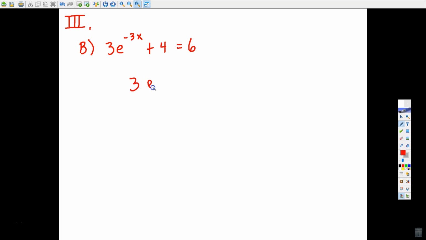Subtract 4. Okay, Devin, give me a next move. Divide by 3. Good. Okay, and I'm down to e to the power. E to the power is isolated. So Maggie, what would this look like now converted to a natural log equation?